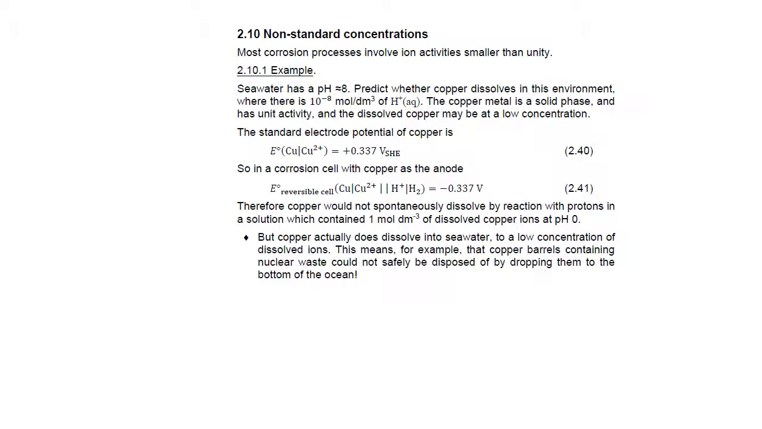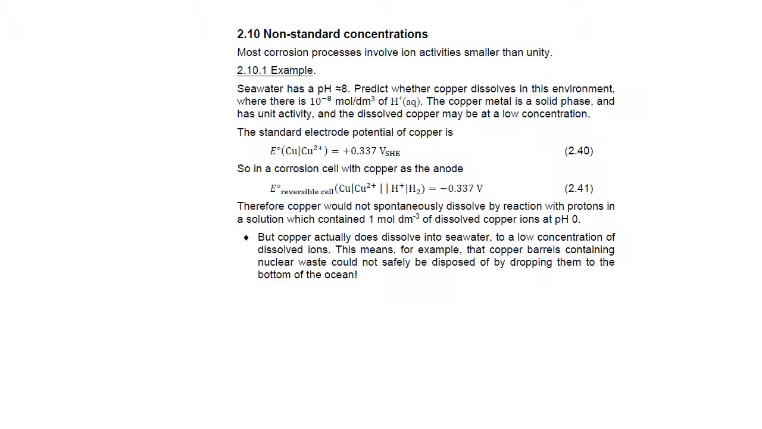If we set up that, we can see that the cell potential would be negative. It would be the potential of the cathode minus the potential of the anode, and that would come out as minus 0.337 volts. And our criterion for a cell process to take place is that the cell potential is positive.